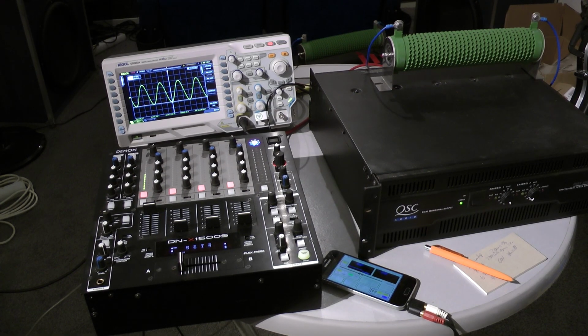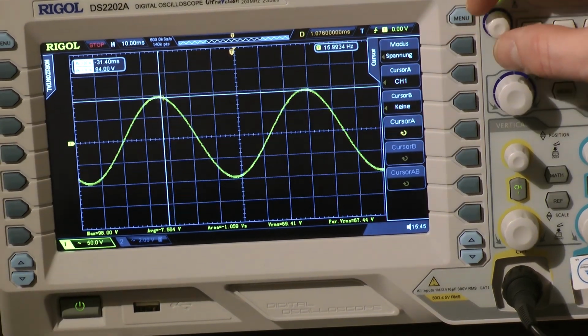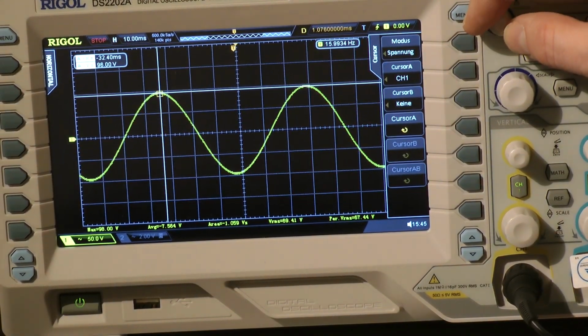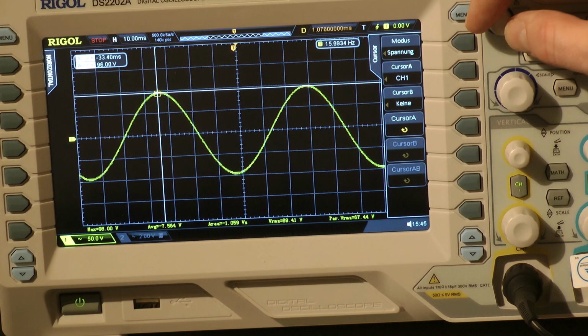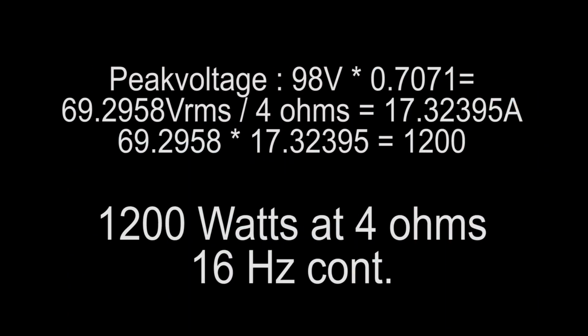So my next test was pretty brutal. I drove a 16 Hertz signal into the amp, and at 16 Hertz, we have a peak voltage of 98 volts. 1200 watts, 4 ohms, at 16 Hertz.